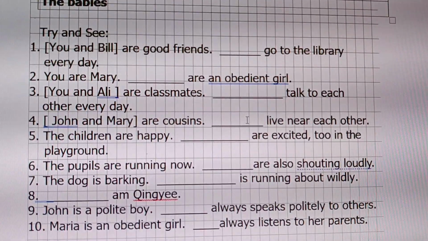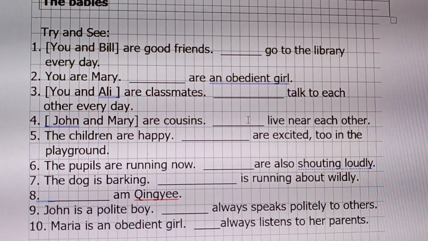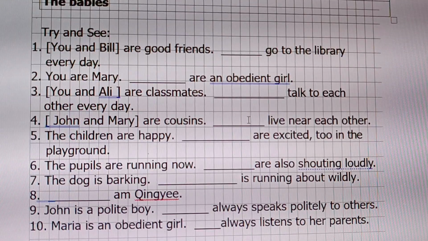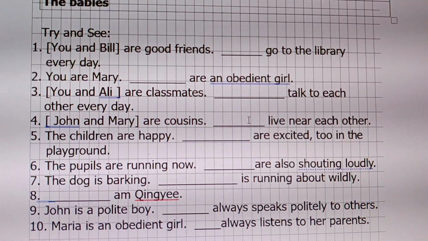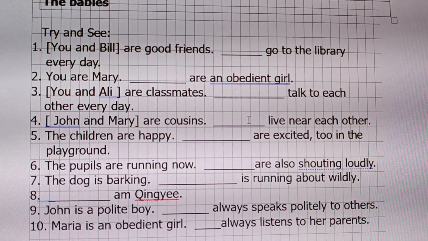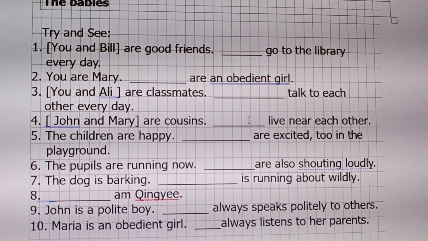And try this exercise and see. Number 1, you and Peter are good friends. So the answer is, you go to school, go to the library every day. Number 2, the dog is barking. So it is running about widely. The dog, you can use the personal pronoun it in place of it, right?